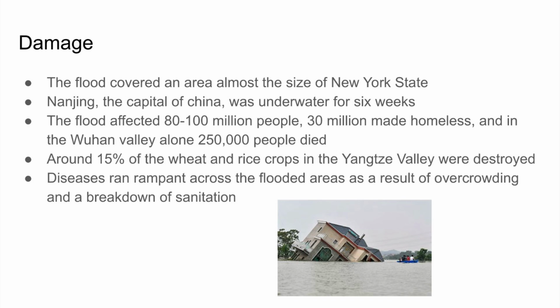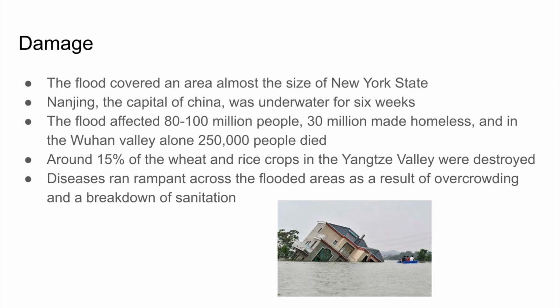Again, any questions? Why did it take so long for the water to subside from the Chinese capital? Well, I'm not exactly sure why it took so long. My best guess would be that the area around Nanjing is extremely flat, with mountains on all sides, leaving the water to be trapped with no place to expand. The water was just left there until the river subsided.